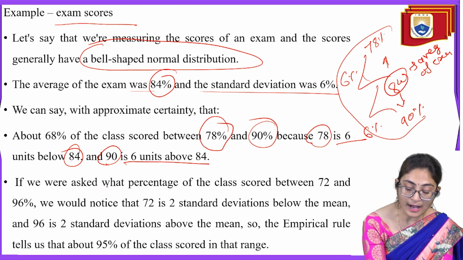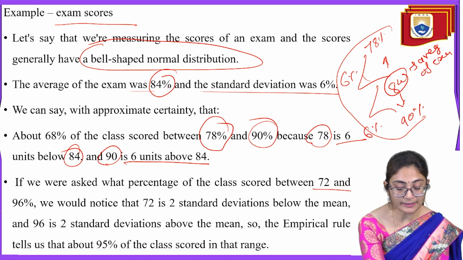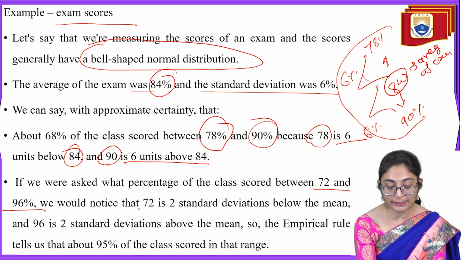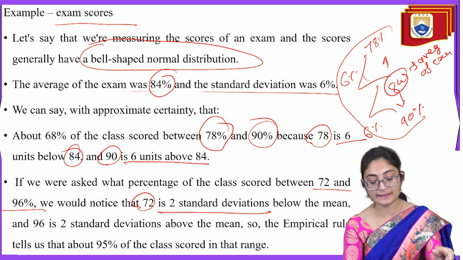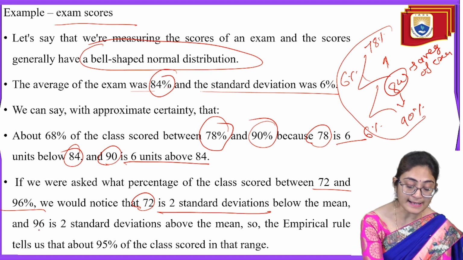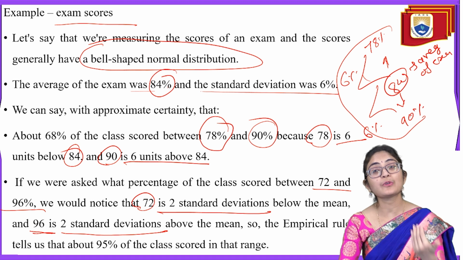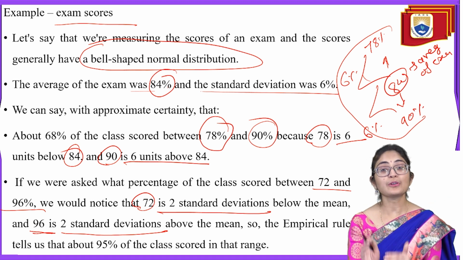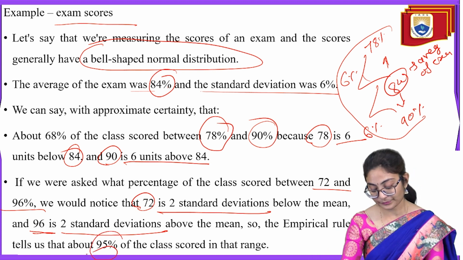If we had asked what percent of the class scored between 72 and 96%, we notice that 72 is 2 standard deviations below the mean, and 96 is 2 standard deviations above the mean. So the empirical rule tells us that about 95% of the class scored in this range.